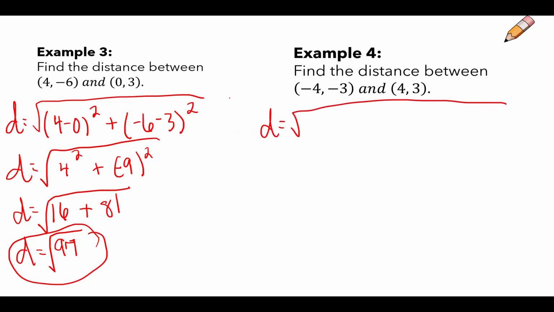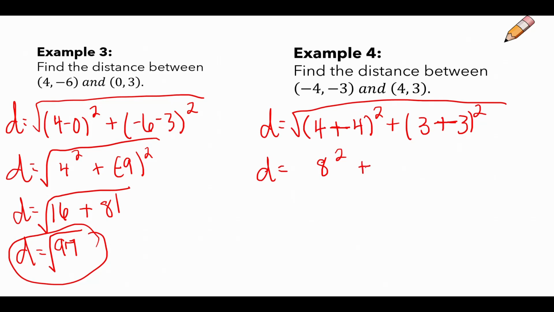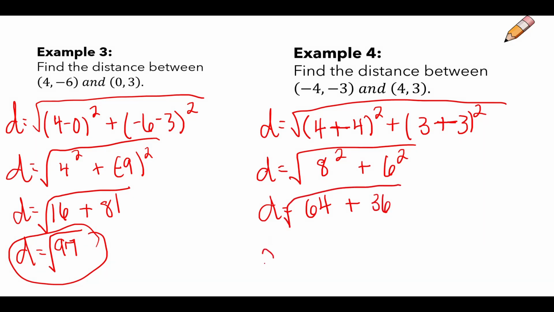Moving on to number 4. Take the difference in your x's. Again, you could start with that second ordered pair, 4 minus a negative 4 squared, plus 3 minus a negative 3 squared. Those would change to plus signs when you do minus a negative. 4 plus 4 is 8. 3 plus 3 is 6. 8 squared is 64. 6 squared is 36. 64 plus 36 is 100.